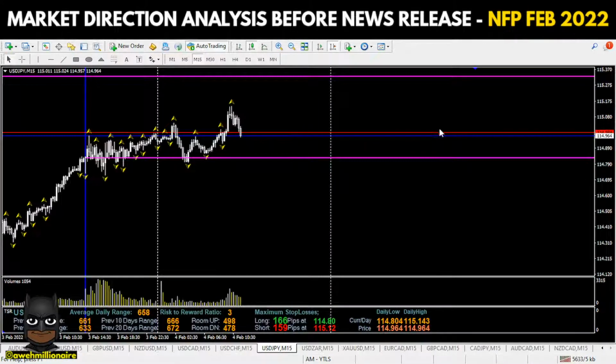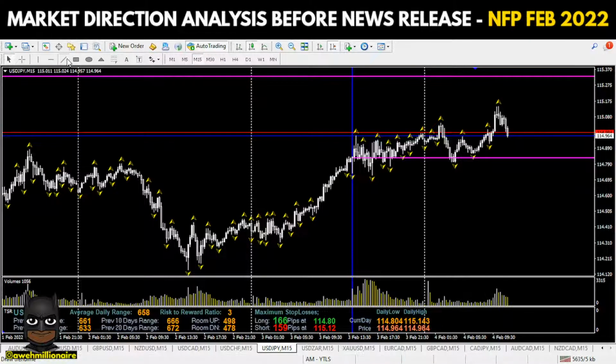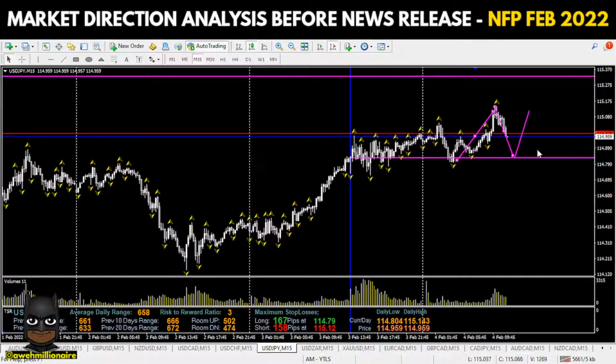USDJPY, so here we've got price tested the demand level early this morning, pushing up from the demand level. So we want to be looking to buy from the demand level up to the supply level over here, but because price is in no man's land here, what I would say is let's wait and see. Hopefully for a high probability setup, I'd wait for price to come and test the demand level there and then look to buy from there, but we'll have to wait and see what the price action is telling us.